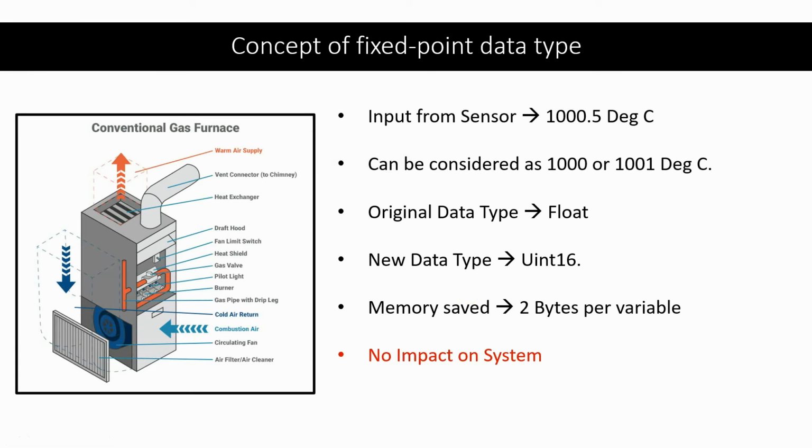One way of converting this number into integers is simply neglecting the fractional part. So, if the input temperature is 1000.5 degrees Celsius, we can consider it as 1000 or 1001 degrees Celsius. The original data type float is converted into the new data type uint16, and we can save 2 bytes of memory. By doing this, there is no impact on the system and it can provide us the required accuracy.